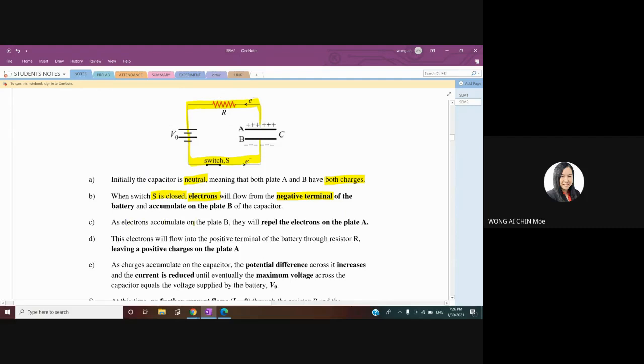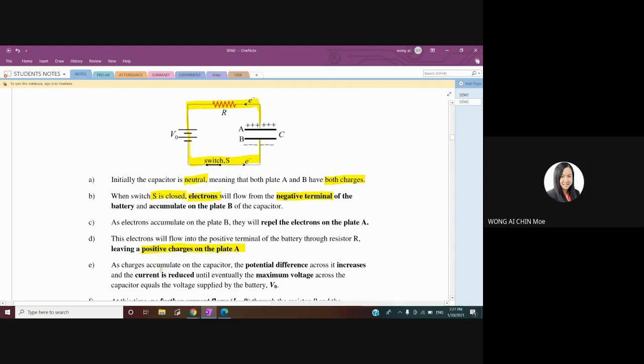As electrons accumulate on plate B, they will repel the electrons on plate A, like in the video clip just now. These electrons will flow into the positive terminal of the battery through the resistor, leaving a positive charge on plate A. Initially it was equal, but now the electrons are going from A to B, so the remaining charge is only positive on plate A.